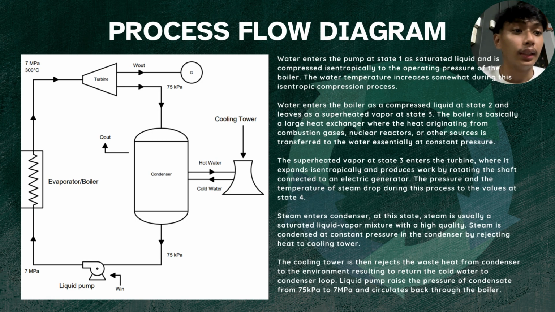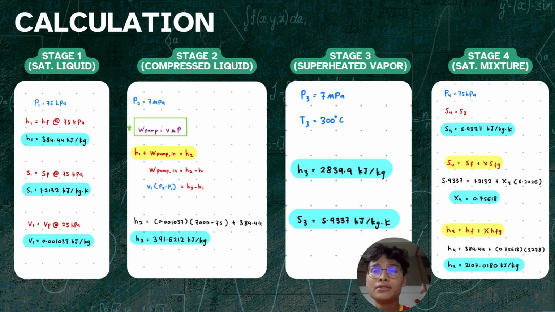So the liquid will be sent to the liquid pump, and it will then raise the pressure of the condensate from 75 kilopascal to 7 megapascal and recirculate back through the boiler. So next we go to the calculation part.